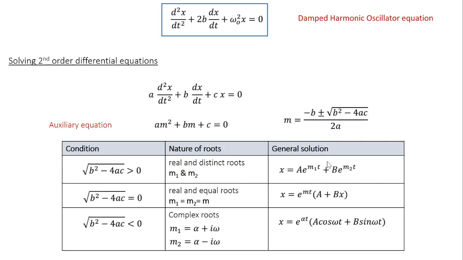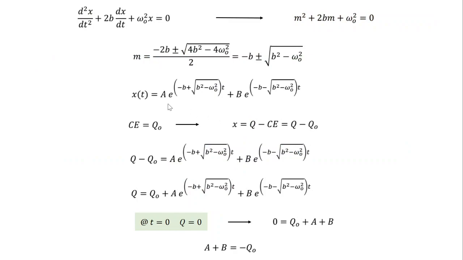If you go to the previous table, I said this is the most general solution. So we are going to write a into e to the power m1 t plus b into e to the power m2 t. If you do that, you will get x of t equal to a e to the power (minus b plus square root of b square minus omega naught square) t, plus b into e to the power (minus b minus square root of b square minus omega naught square) t.